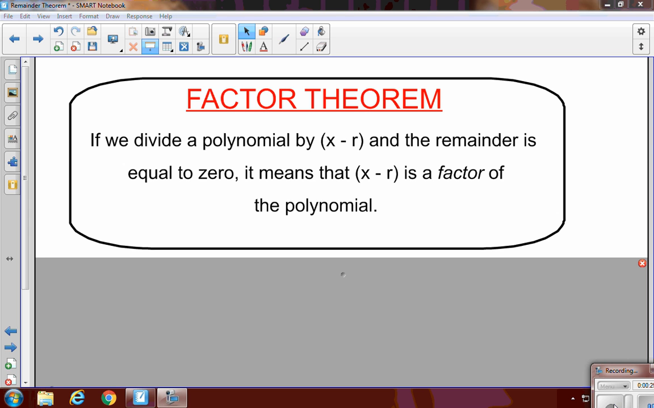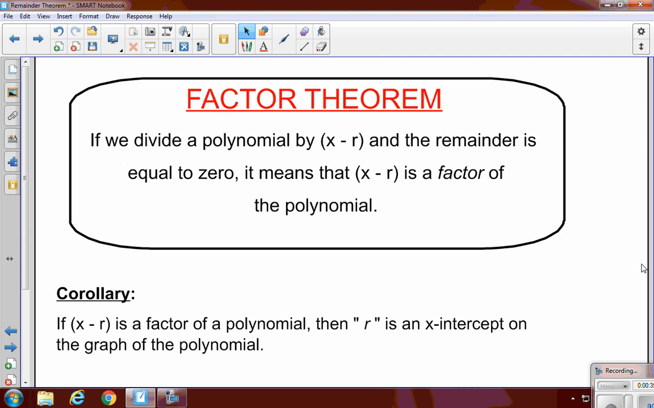that x minus r is an actual factor of that polynomial. So it's one of the things, if it said factor fully, that's one of the parts of the answer. So basically, if you're using the remainder theorem and you get a remainder equal to 0, we've found a factor. And a corollary on that, an extension of this theorem, is saying if we find out that x minus r is a factor, then that value of r is actually an x-intercept on the graph.